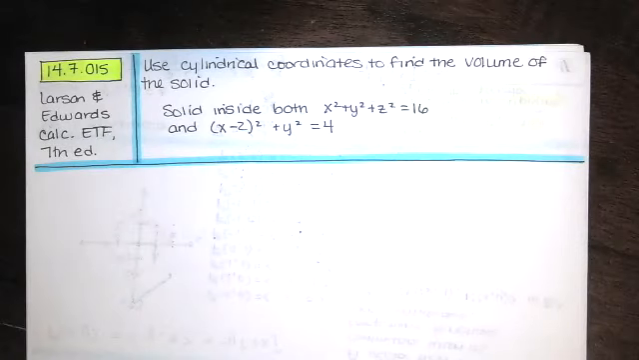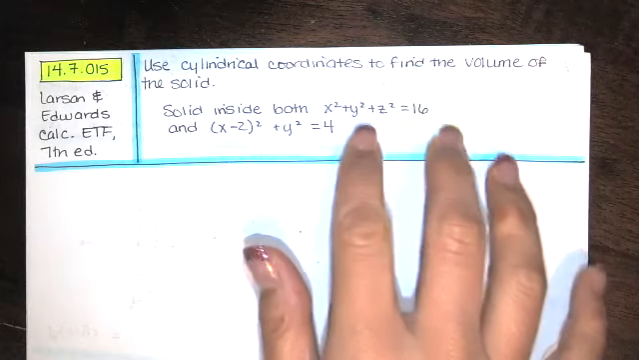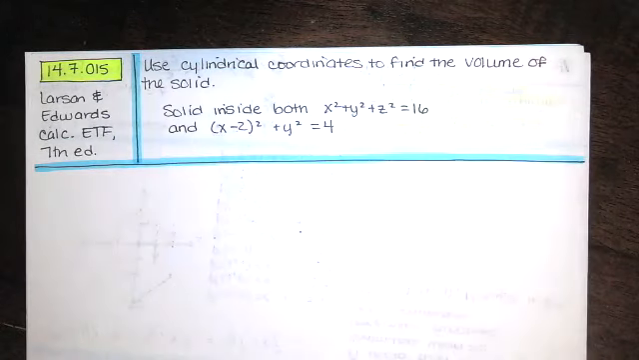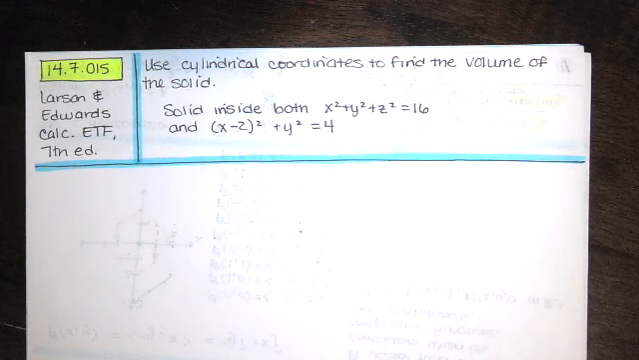In this video, we solve problem 14.7.015 from the Larson and Edwards Calculus Early Transcendental Functions text, 7th edition. We're asked to use cylindrical coordinates to find the volume of the solid. And we're told that the solid is that inside both the sphere given by x squared plus y squared plus z squared equals 16, and this cylinder given by the equation (x minus 2) quantity squared plus y squared equals 4.